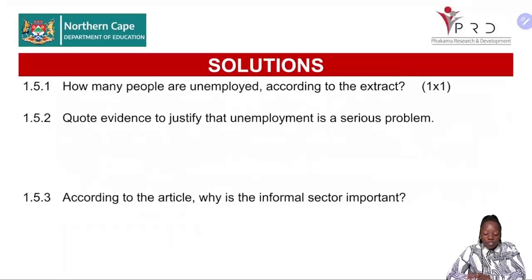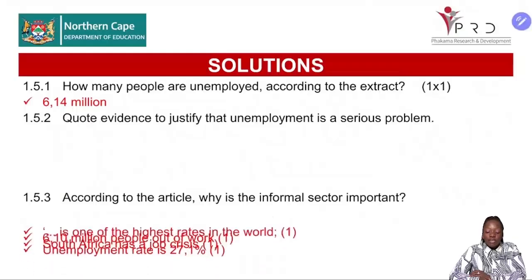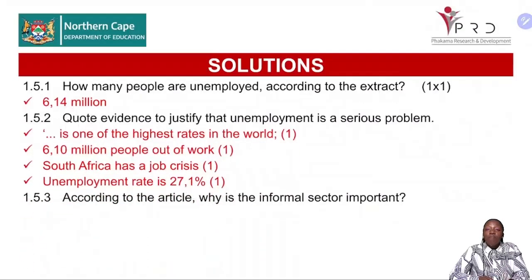Right? Our first question there, how many people are unemployed? According to the extract, we realize that it is 6.14 million, and we have got the figures from the extract. Then your 1.5.2, you were supposed to quote evidence again to justify that unemployment is a serious problem. So there are 4 quotes that you were supposed to pick up. It's either you pick the one that is one of the highest rates in the world, or 6.10 million people out of work, or South Africa has a job crisis.